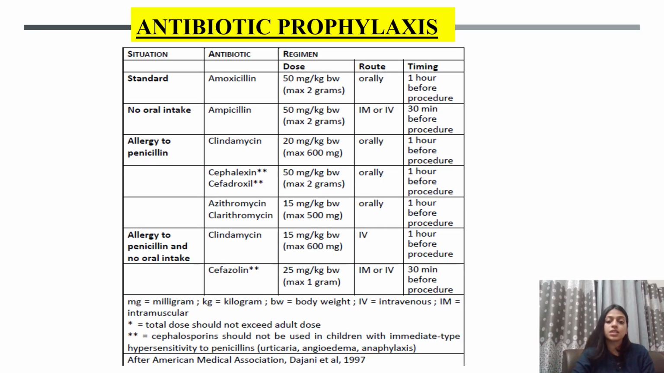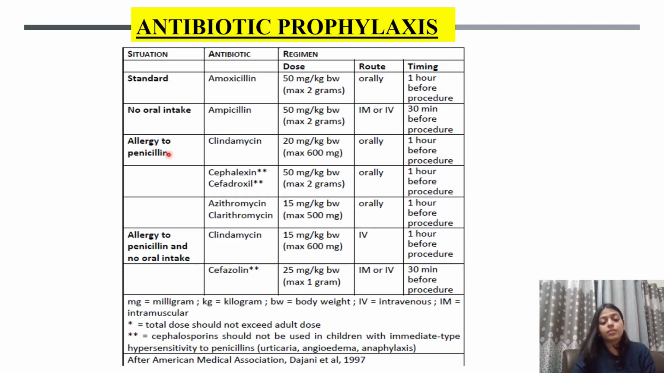Then comes antibiotic prophylaxis. This is a specific antibiotic regime which was revised by the American Heart Association in 2014. The standard is amoxicillin 50 milligram per kg body weight, given orally 1 hour before the procedure. But if oral intake is not possible, then ampicillin can be given 50 milligram per kg body weight, IM or IV, 30 minutes before the procedure.